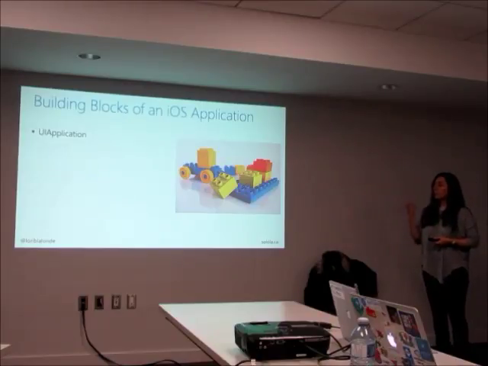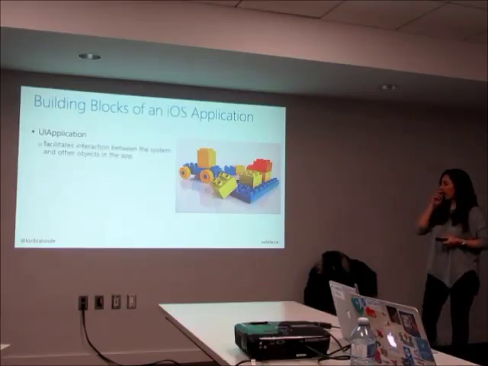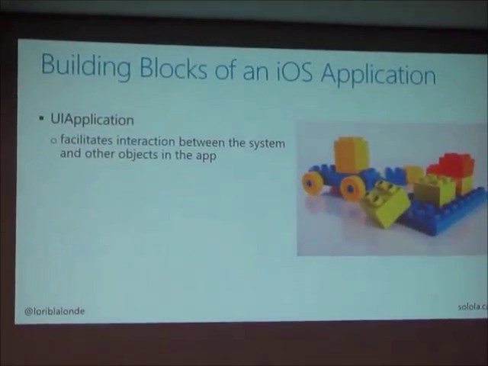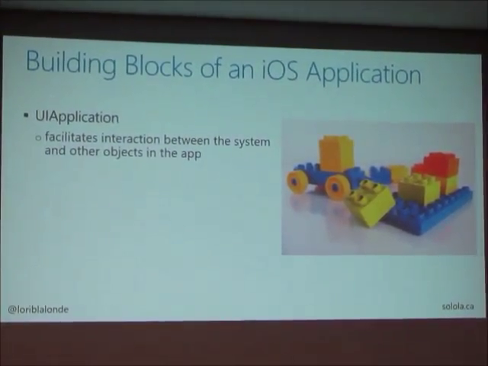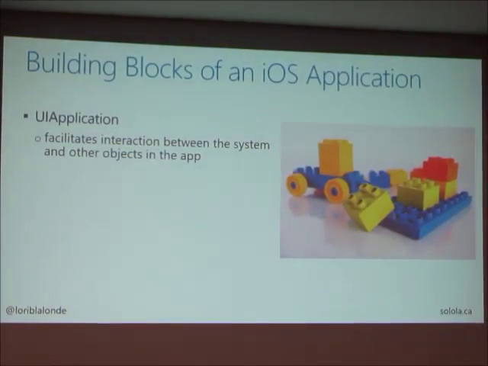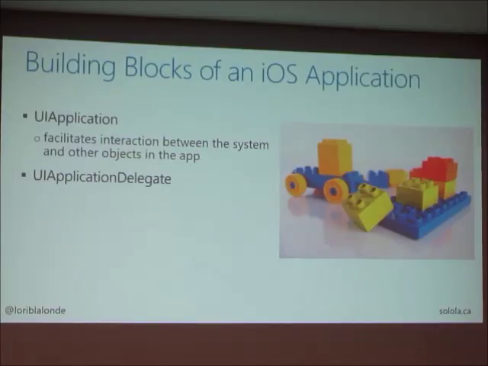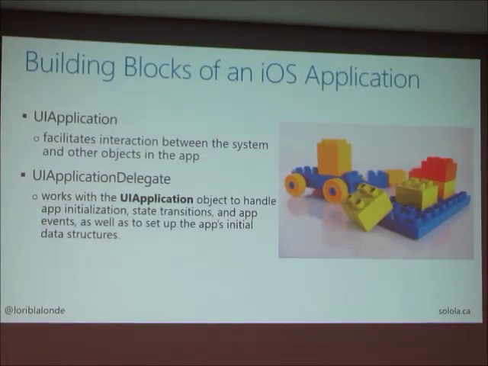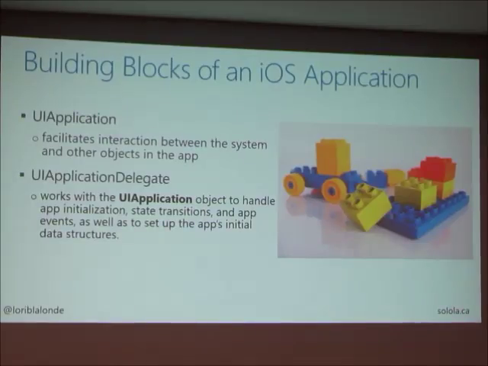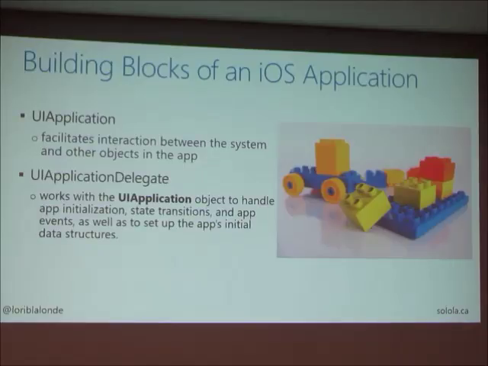So first, there's the UI application object that facilitates the interaction between the system and other objects in the app. You'll notice that in iOS, a lot of the components you're working with are prefixed in some way, and UI is a common prefix that you'll see a lot. Then there's the application delegate that works with the application object to handle app initializations, state transitions, application events. And you'll see that in the code. We'll actually see what an application delegate class looks like.